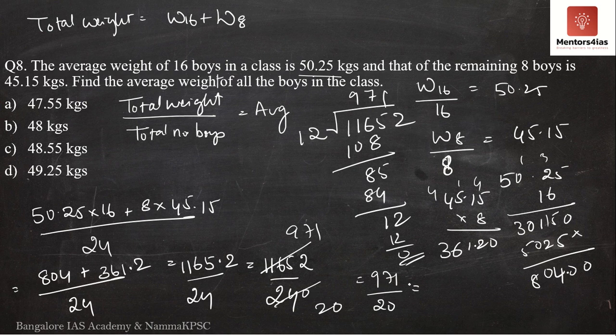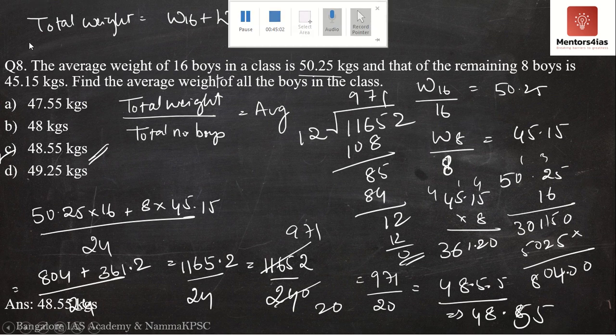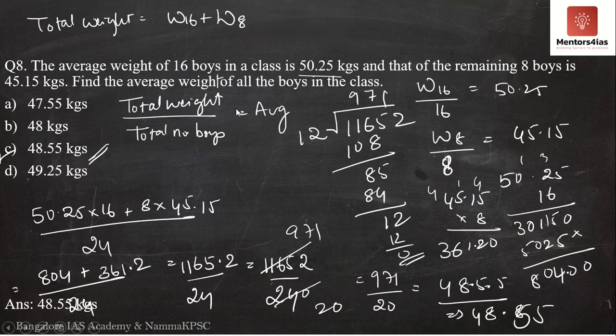We are left with 971 divided by 20. So now we'll divide it by 2. 2 4s are 8. 1 carry 7. 2 8s are 16. 2 5s are 10. We'll get 485, and 0, therefore this decimal point has to be moved here. Therefore, when you divide 971 by 20, what do you get? You get 48.55. Therefore, the correct answer, the average weight of all the boys in the class, is 48.55 kgs. The correct option is option C.